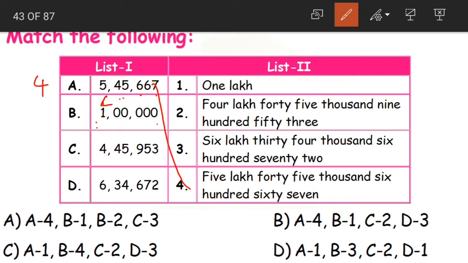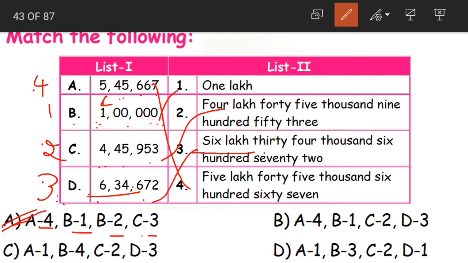Now the number B in list 1 is 1 lakh. So B is 1. A is 4, B is 1. Now option C here is 4,45,953. That is 2, C is equal to 2. And lastly, what is left here? 3. So even without solving, we can say that 3 is the correct answer. Yes, 6 lakhs, 6,34,672. Now, what is the correct one? 4, 1, 2, 3. If you look at the options, 4, 1, 2, 3. So option A is our correct answer.